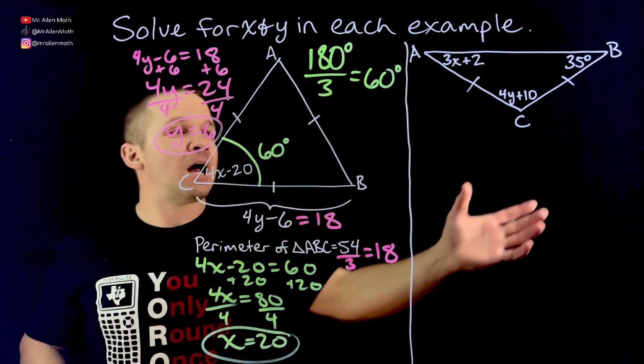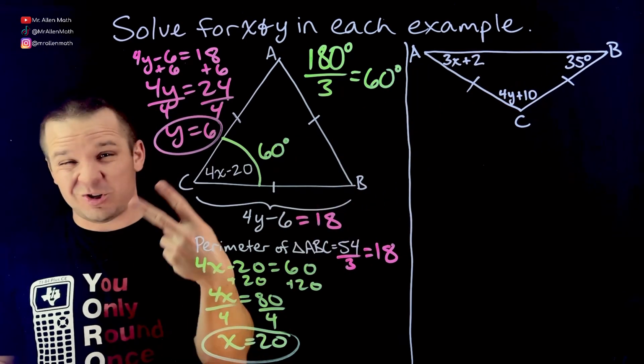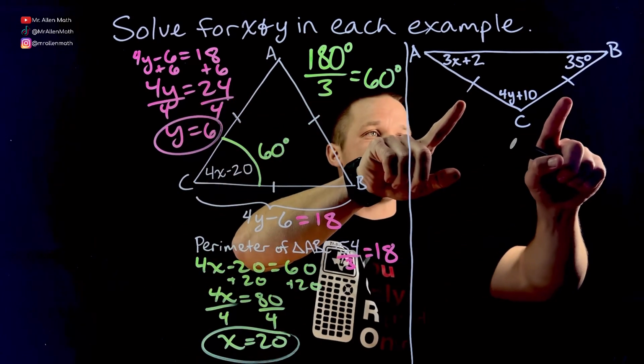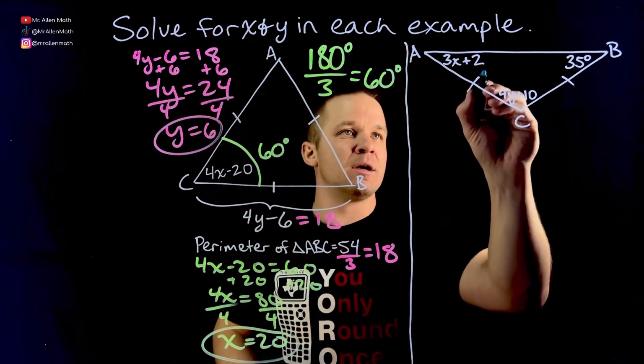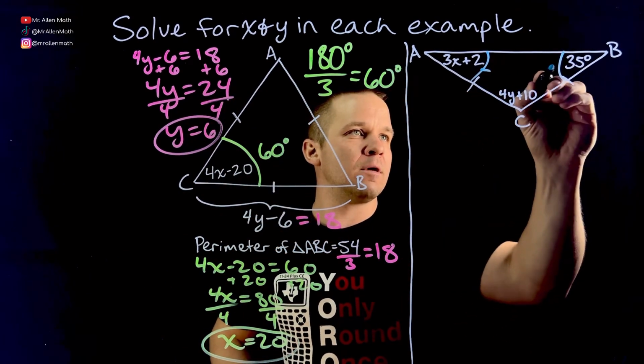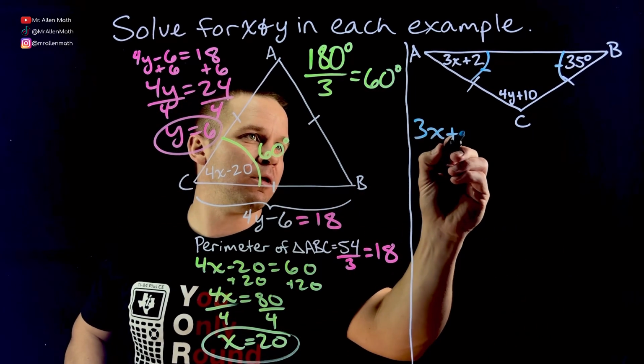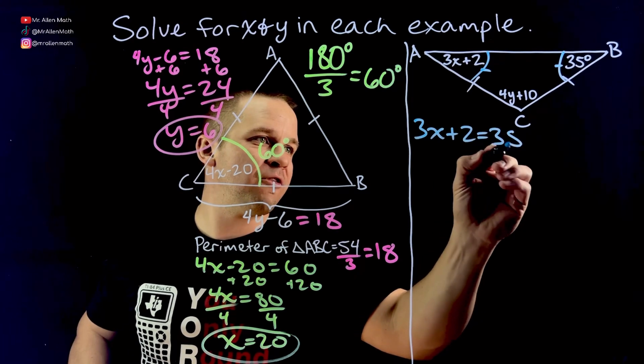This time, I have an isosceles triangle, which is two sides that are congruent. And if my two sides are congruent, that would mean that these two angles right here are congruent. I'm going to mark that right there, right there. I can set those two equal to each other. So let's get 3x plus 2 is equal to 35.